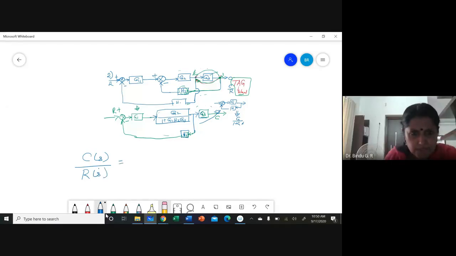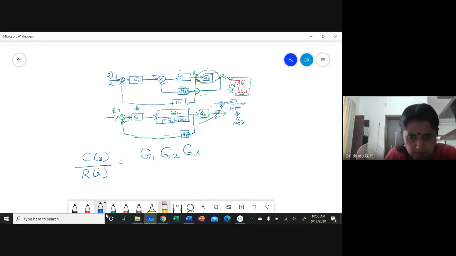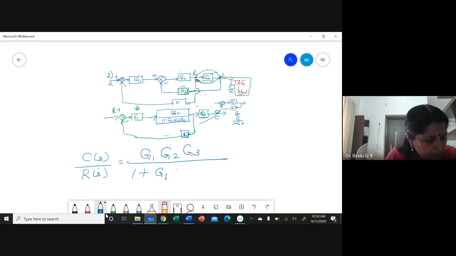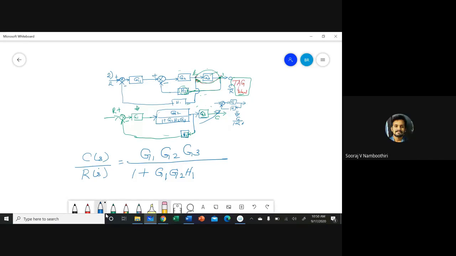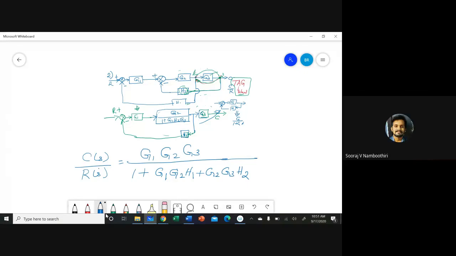Suraj, tell me. Suraj says there is a final transfer function: G1 G2 G3 by 1 plus G1 H2 G3. I will write it. All of you should check whether it is G2 H2 G3, G1 G2 H1. There is no H3. It's not H3, sir, it's G2 H2 G3. Is it correct? G1 G2 G3 by 1 plus G2 H2 G3 plus H1 G1 G2. Correct.